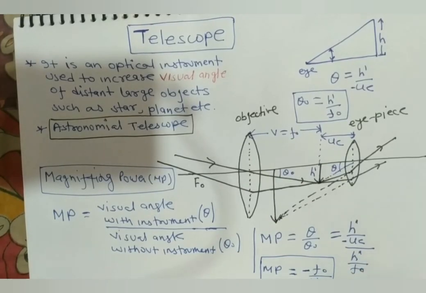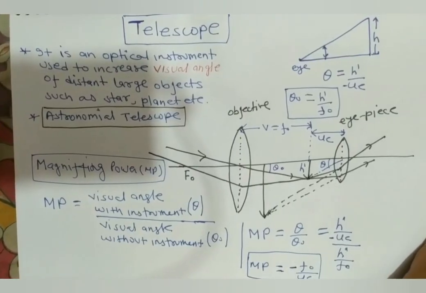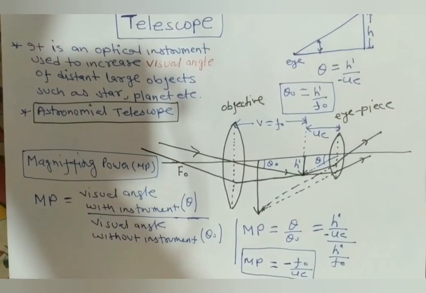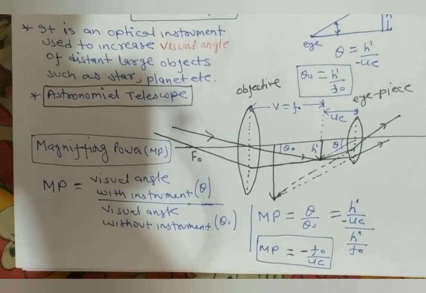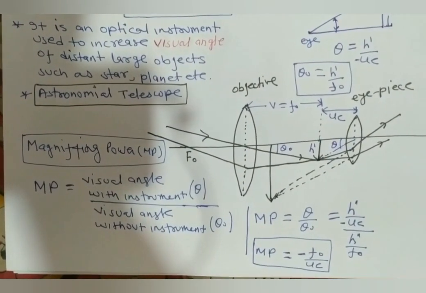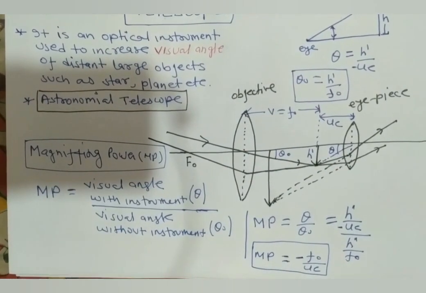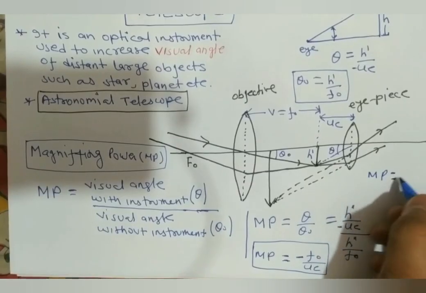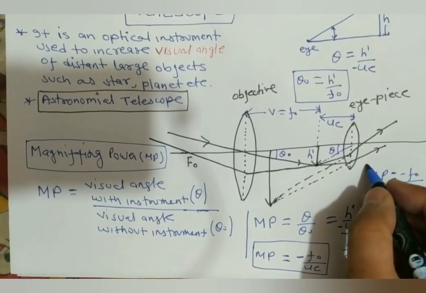It is f naught upon UV. Now it is visible. So finally, we can write that MP equal to minus f naught upon UV. This is the final result.